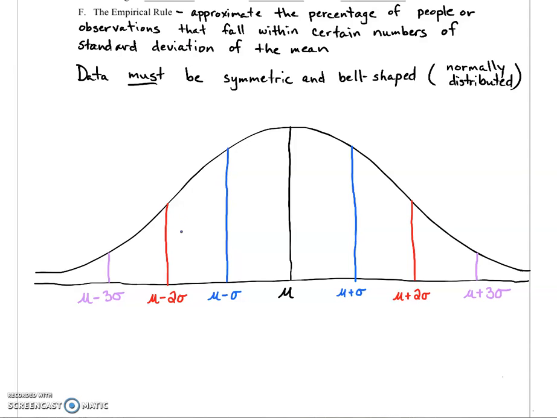So each one of these little strips here comes with a percentage. So this piece is where 34% of our data lies. And on the other side of the mean, there's another 34% between the mean and one standard deviation above the mean.